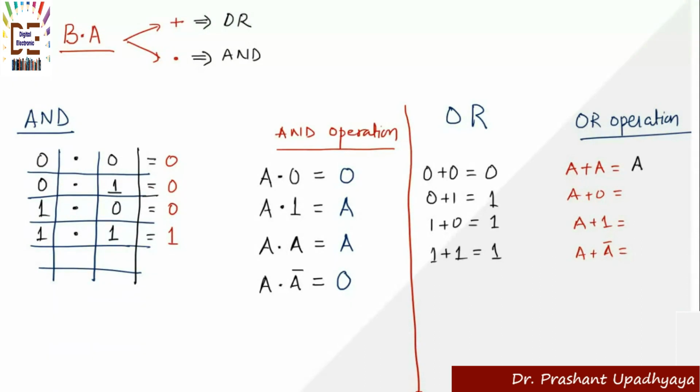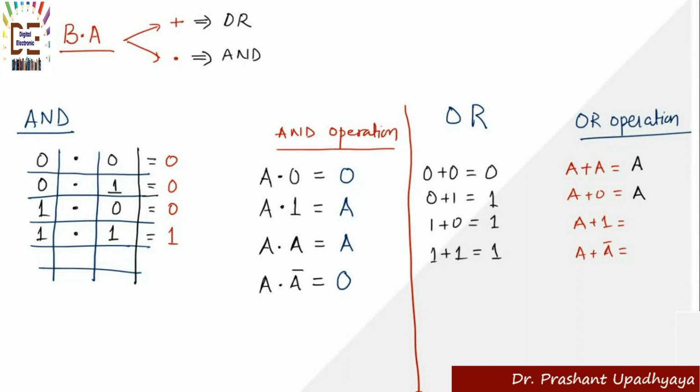Okay, what will be a plus 0? A plus 0 will be your a, because 0 does not have any value here. Whenever we are adding some variable with 0, it will be your a. So we will have a. Okay, now this is important. What is a plus 1? A plus 1 is 1.